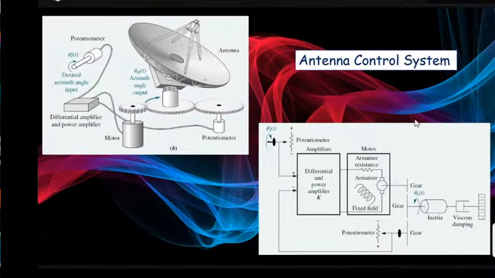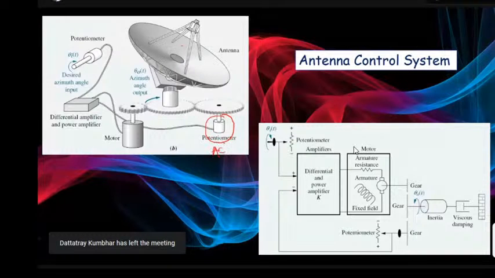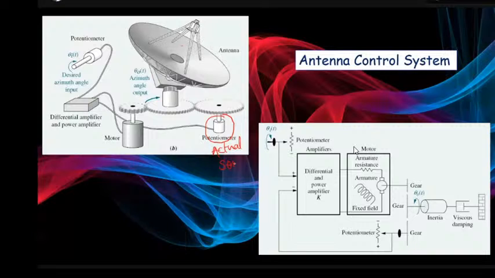For that purpose, to control this, there is a potentiometer which measures the actual position of the antenna. It is nothing but a sensor, an actual sensor. It takes a signal theta as an input, and generates voltage as an output. That is what a potentiometer is. A potentiometer is a simple device, similar to the volume button in radios. When you rotate it, it will linearly convert the rotation into voltage. That is what a potentiometer does.